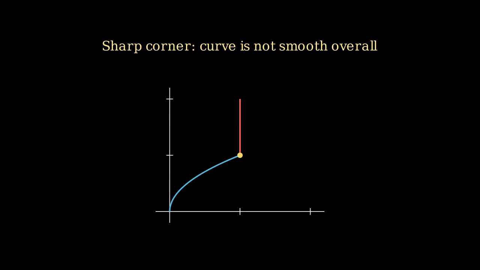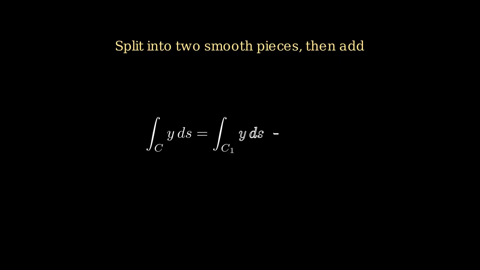Because there's a sharp corner, the curve is not smooth overall, so we must split it into separate smooth pieces and add the results. Step 1. Split the total integral into the integral over piece 1 plus the integral over piece 2.